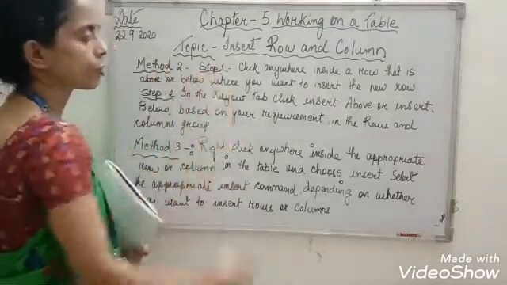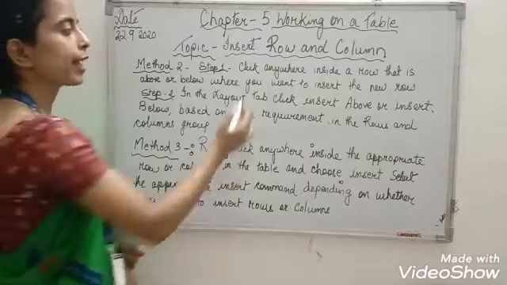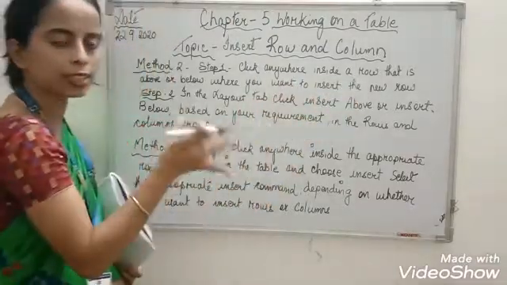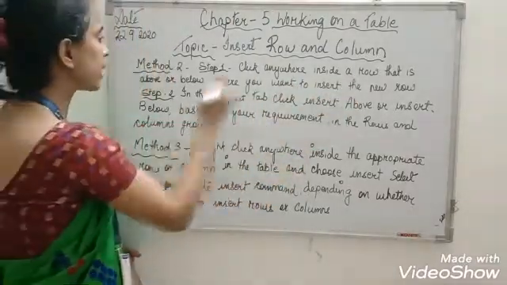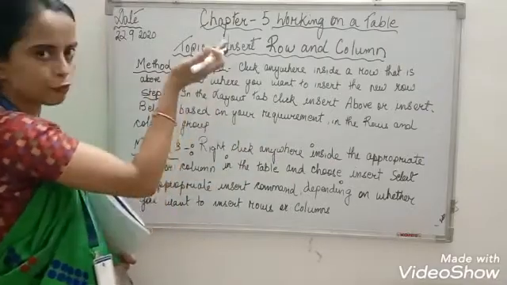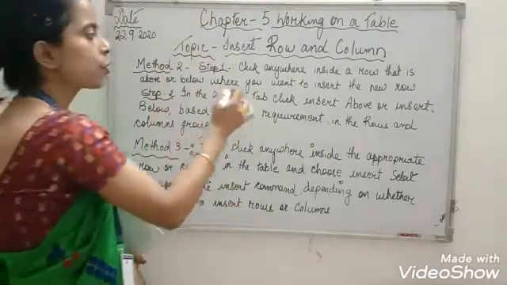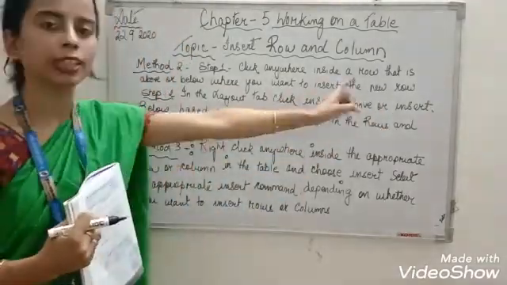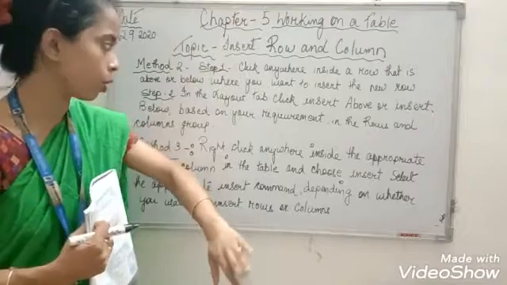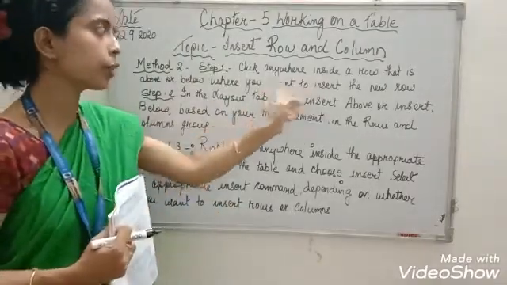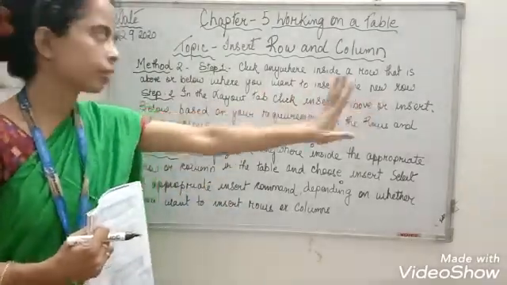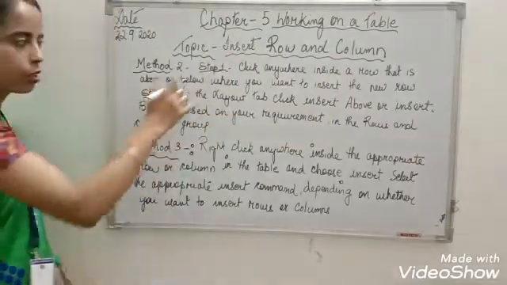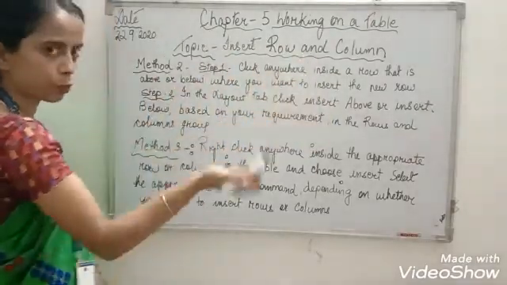Step 1. What you have to do to insert row? Click anywhere inside a row, above or below, where you want to insert the new row. So click anywhere inside a row that is above or below, where you want to insert the new row. That is step number 1. Okay, this way also you can insert a new row.